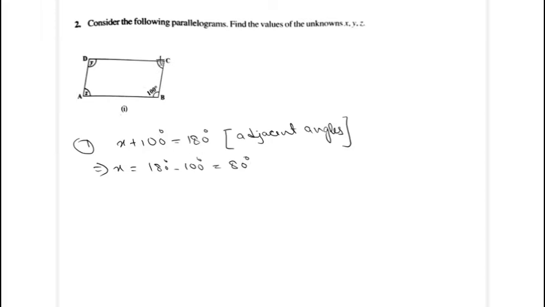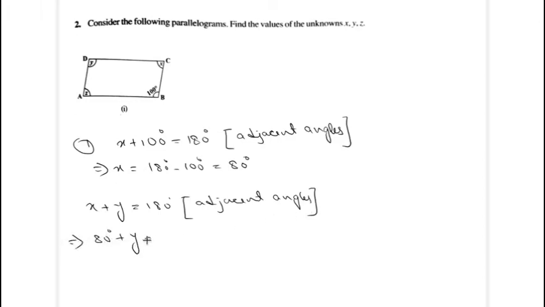Now say x and y. Again they are adjacent angles because they have a common side. So we will write again x plus y equals to 180 degree. Again same reason, because they are adjacent angles. Now the value of x is 80, so 80 plus y equals to 180 degree. So y equals to 180 minus 80 equals to 100 degree. Now the values of x and y we have got.